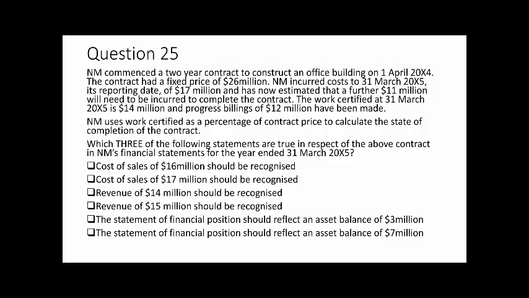Question 25 is on the topic of construction contracts and how we account for these both in the statement of profit or loss and in the statement of financial position. So in this case we're looking at a 2-year contract to construct an office building for a fixed price of $26 million. During the first year of the contract, $17 million of costs have been incurred, and we're forecasting that a further $11 million will need to be incurred in order to complete.